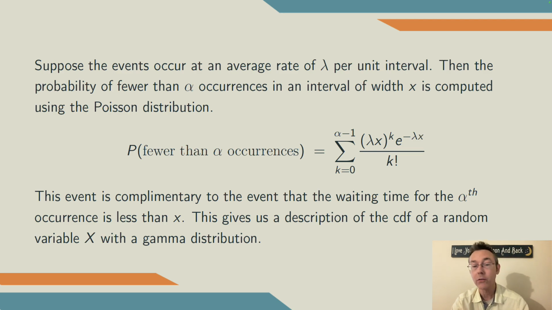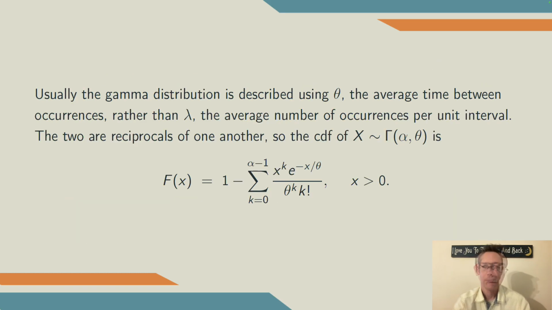And so this gives us a description of the CDF, the cumulative distribution function, of a random variable with a gamma distribution. Usually the gamma distribution is described using theta, the average time between occurrences, rather than lambda, the average number of occurrences per unit interval. Those two are reciprocals of one another. Theta is 1 over lambda, and lambda is 1 over theta.